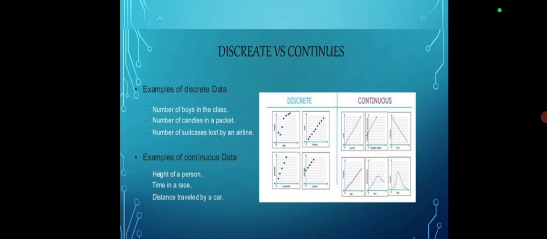For example, discrete data: the number of boys in a class, the number of candies in a packet. Examples of continuous data: the height of a person, time in a race, and distance travelled by a car.